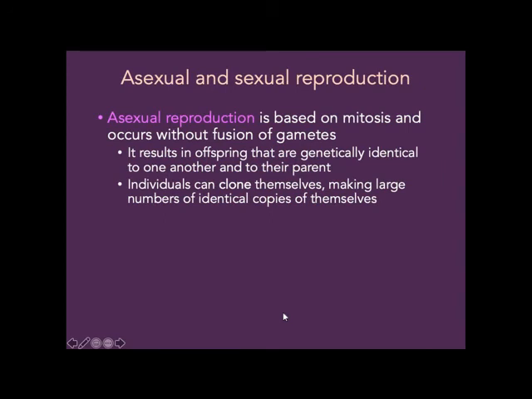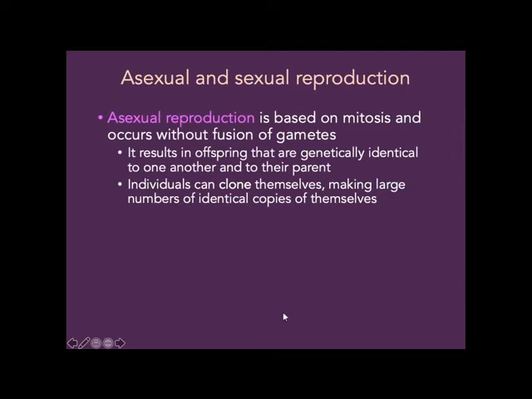Alright, so let's just remind ourselves about what asexual and sexual reproduction are. So asexual reproduction is reproduction that is based on mitosis, meaning you're just making more cells like the cells you already have by dividing. And asexual reproduction occurs without the fusion of gametes. So if you have offspring by asexual reproduction, they are genetically identical to each other and also to the parent that made them. And we have plenty of kinds of animals and plants in which individuals can clone themselves, making large numbers of identical copies of themselves.